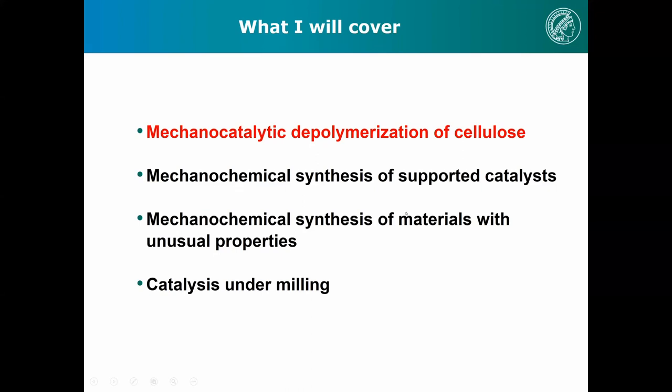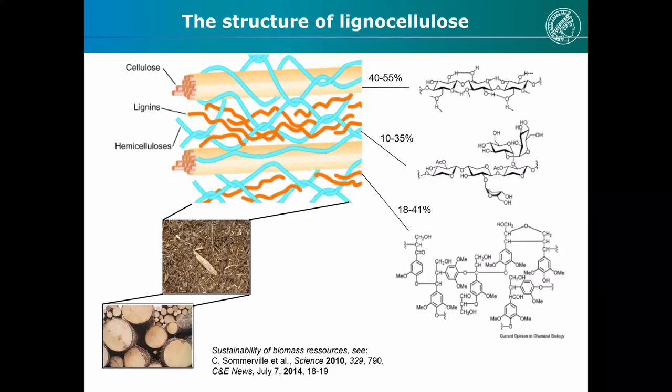I'll talk about interesting materials, also used with catalysis, but also beyond catalysis. And finally, I'll talk about catalysis under milling conditions. Where you can see by milling and running a catalytic reaction under milling, you can increase the activity of the catalyst by 3 orders of magnitude. And I don't know why, and I would like to know why, together with collaborators. Now, let's first start with the cellulose as sort of an introduction.